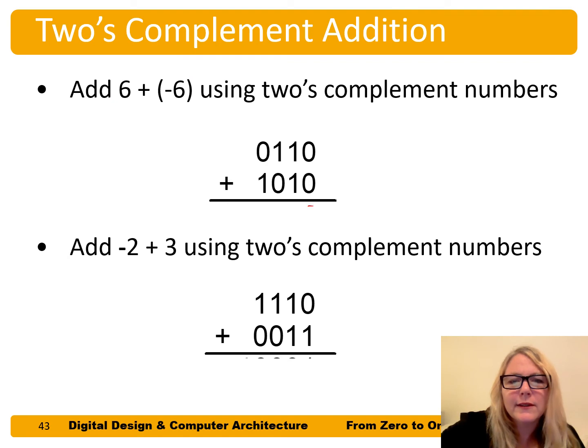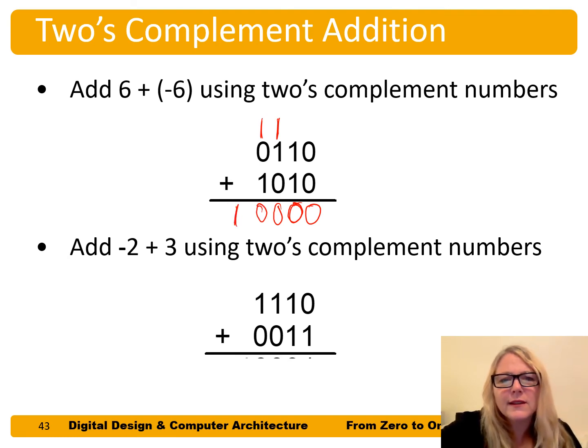So 0 plus 0 is 0, 1 plus 1 is 0, or 2, carry the 1. So 1 plus 1 is 2, which is 0, carry the 1. 1 plus 0 plus the carry is 2, in other words, 0, carry the 1. 1 plus 0 plus 1, again 2, which is 0, carry the 1. So let's see, did we get 0? 6 plus minus 6 should be 0. Did we get 0 here?